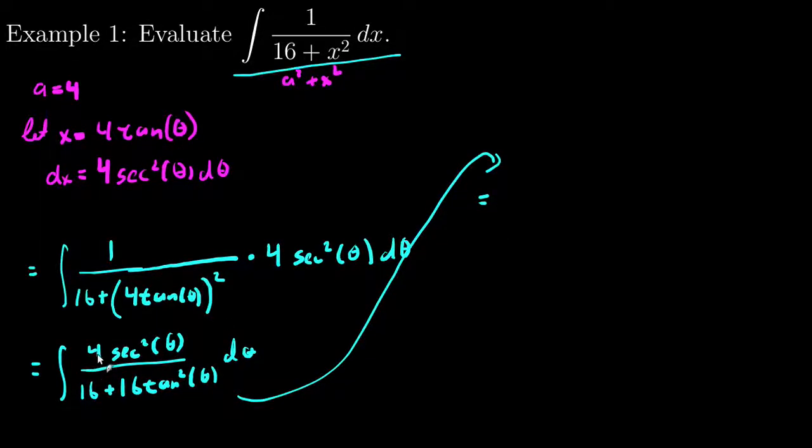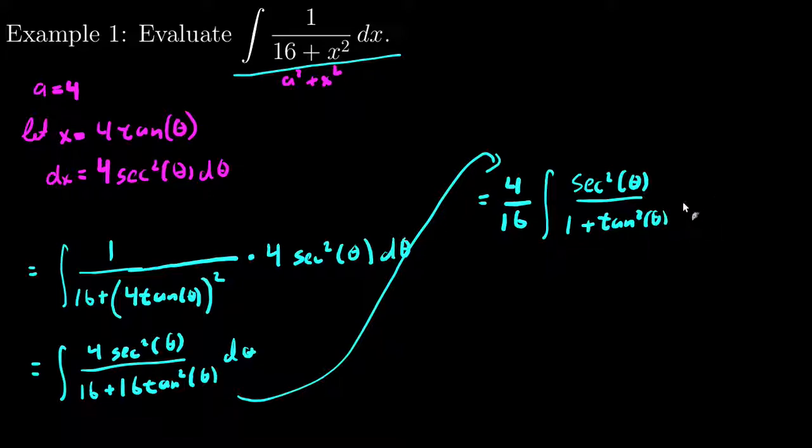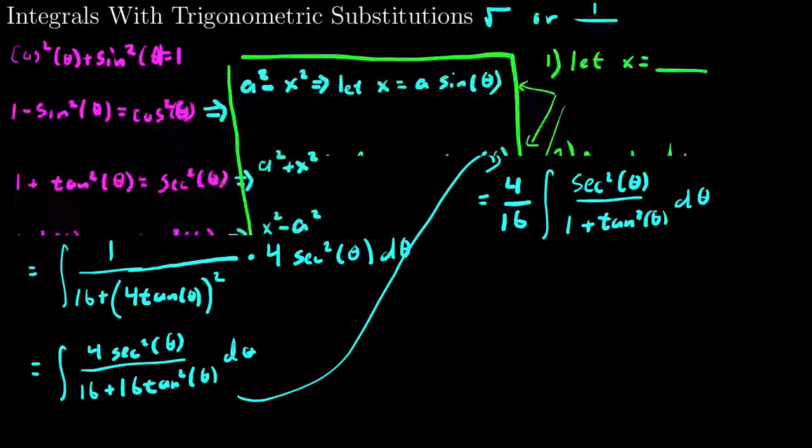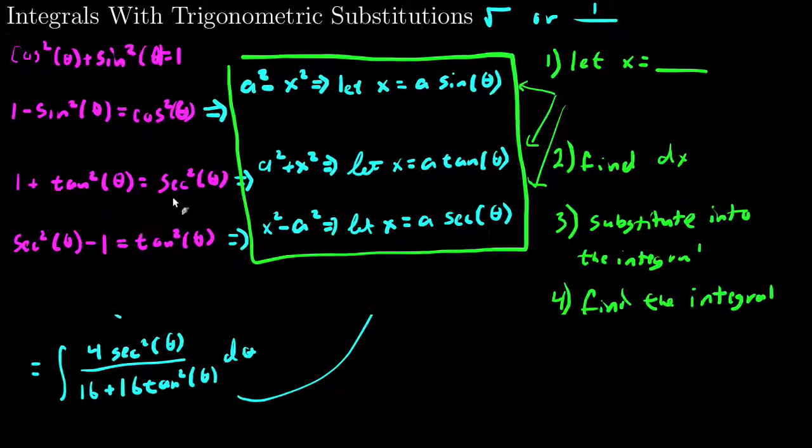And I can take out a 4/16. Again, I would reduce that in one step here, but I'll show it so it's clear for everyone first time through where we get this stuff. I have a secant squared theta left over in the numerator, and I have a 1 plus tangent squared theta in the denominator. But looking back to our previous slide, I see 1 plus tangent squared theta is secant squared theta.